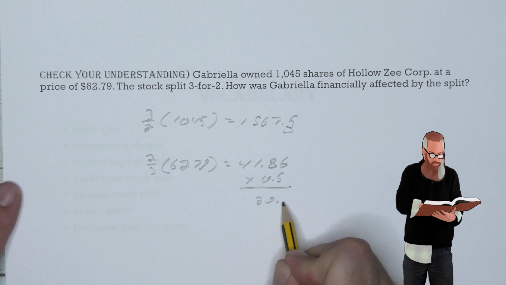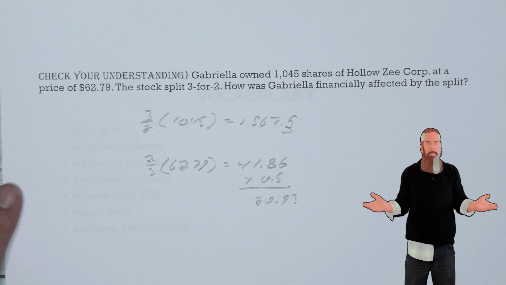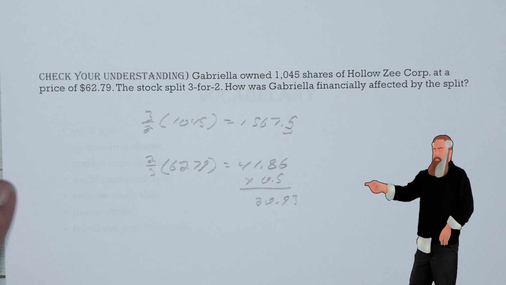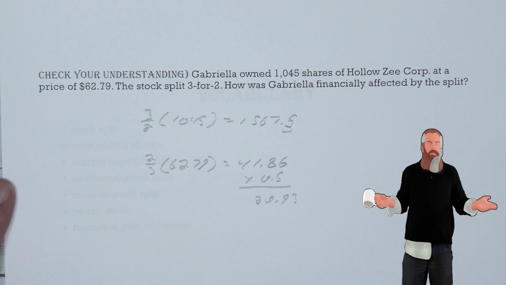But remember, she's only getting that half a share, so we multiply that by 0.5, which is $20.93. So Gabriella received 1,567 shares and was refunded for the overage of that half share, $20.93.